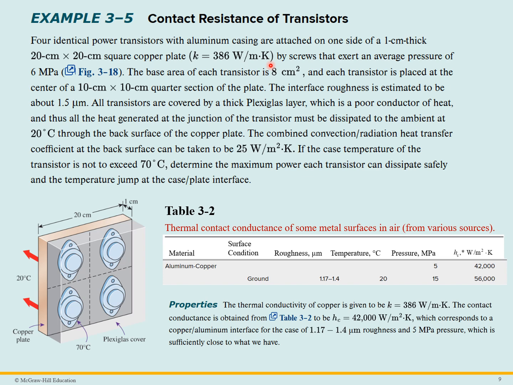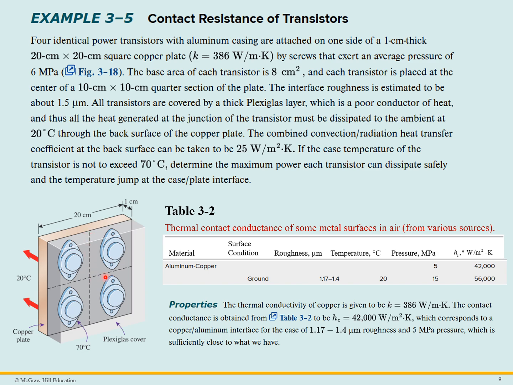There are 4 screws that attach the power transformers. Each screw exerts an average pressure of 6 million pascals. The base area of each transistor is 8 centimeters squared. And each transistor is placed at the center of a 10 centimeter by 10 centimeter quarter section of the plate.